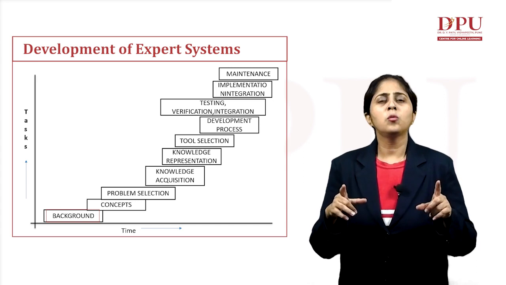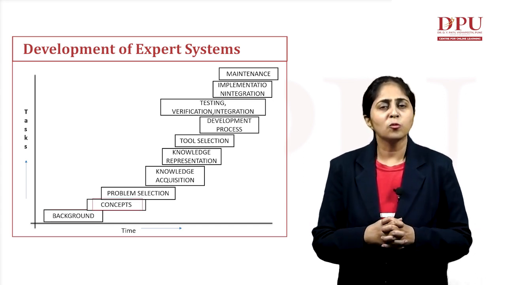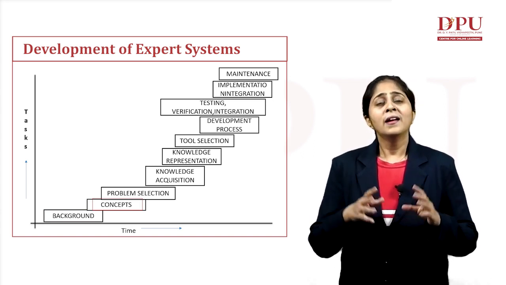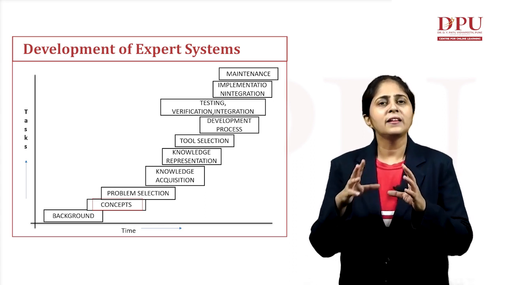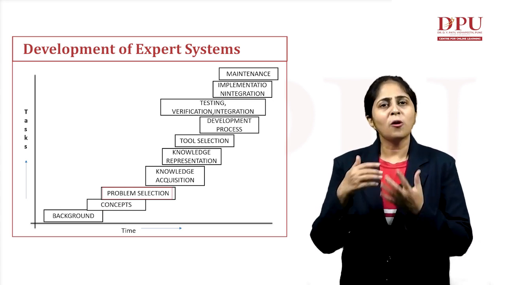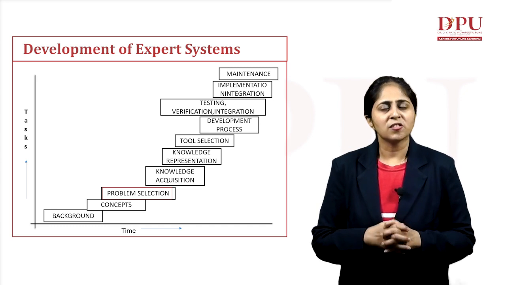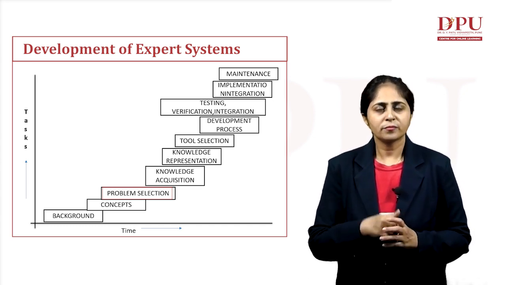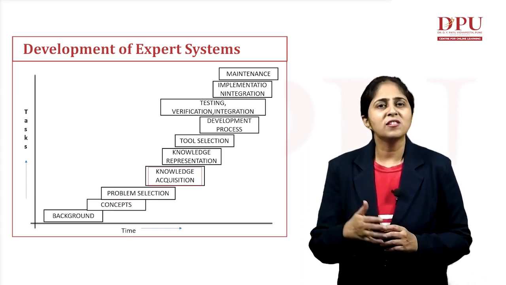Then we need to work on the conceptual knowledge related to that particular thing. We need to work on the concepts. Now, when we are trying to build an expert system, we need to select the problem. On which basis, on what thing are we going to build our expert system? So, this is the third step, which is known as the problem selection. Then we have the next step, that is knowledge acquisition.